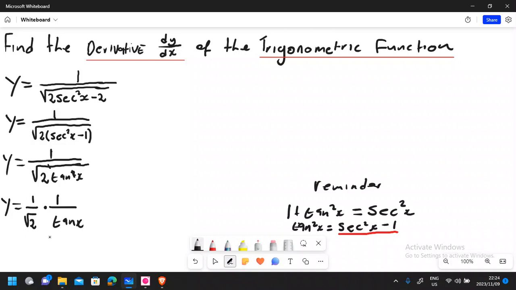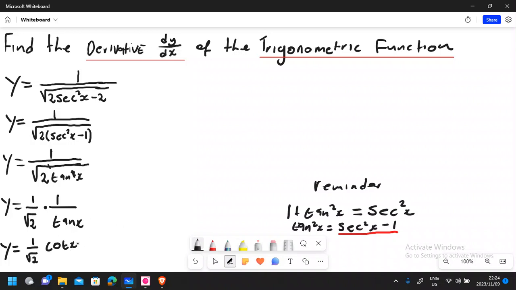Now it's time for us to put this trigonometric ratio in as a numerator. Remember, you cannot differentiate when the trigonometric ratio is the denominator, so we have to make it a numerator. So we need to use the inverse. What is the inverse of tan? You know that this is 1 over root 2, remember root 2 from our original question, multiplied by the inverse of tan, which is 1 over tan. It's going to be cot x.